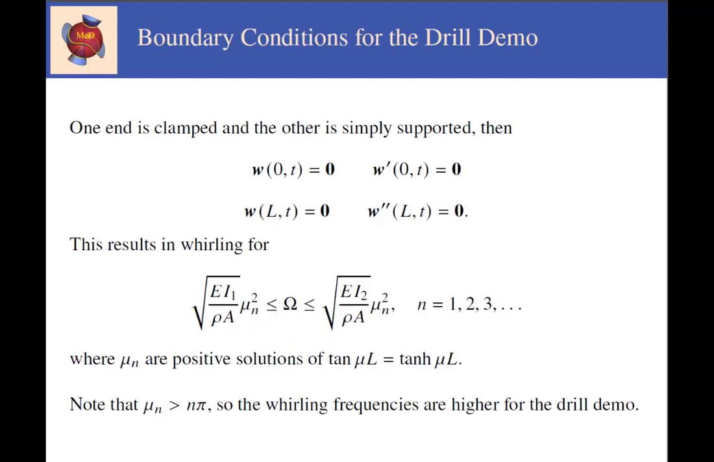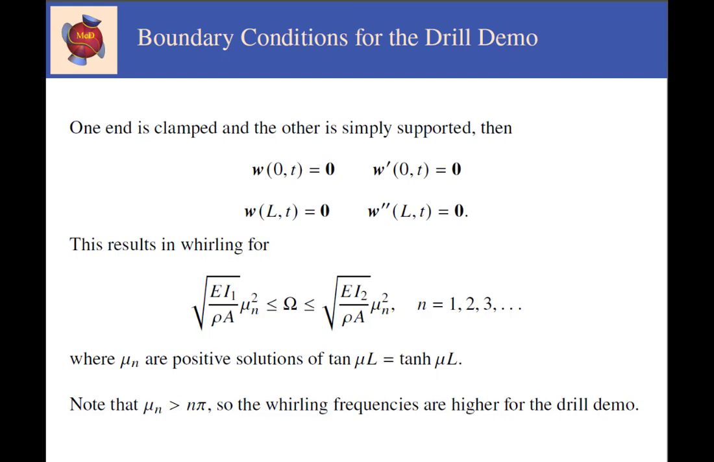Finally, we revisit the boundary conditions for the drill end of the dowel, where the beam cannot move in the x and y directions, but it's also not free to rotate. So W is 0 at z equals 0, and the partial derivative of W with respect to z is also 0 at z equals 0. Before, we assumed that the second derivative with respect to z was 0, so this is a little bit different.